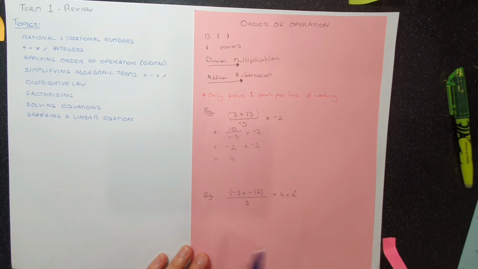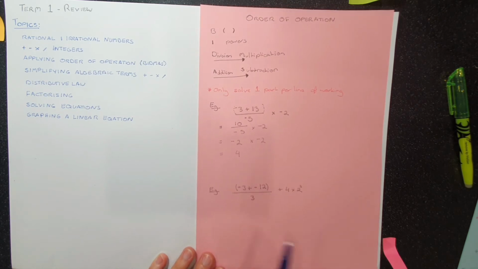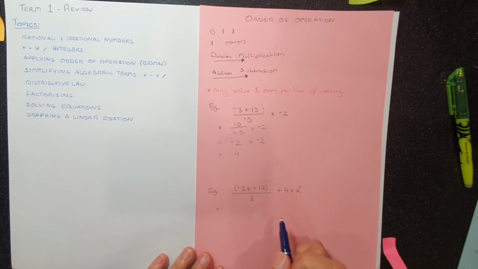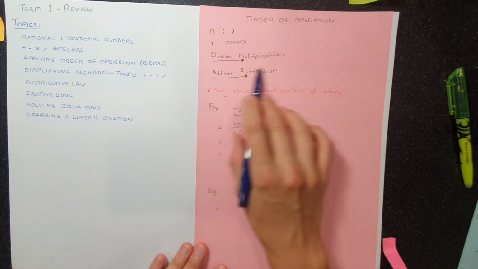All right, last one on order of operation. This time we've got a few extra bits and pieces in here. We happen to have brackets, which I've drawn in for you, but they don't have to be there if it's written like this. And we have got brackets, an addition and a subtraction, a divide line, an addition and multiplication, and a powers or indices. So we're going to work in order using our order of operation.